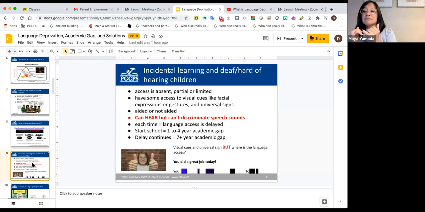Now, some children do have access to the visual cues on a family member, like the facial expression. Maybe mom or dad is smiling. So the child knows, well, maybe that's a good thing, but what is that good thing? Where's the language involved in that? So facial expressions are good, gestures are good, but there's still no language access.